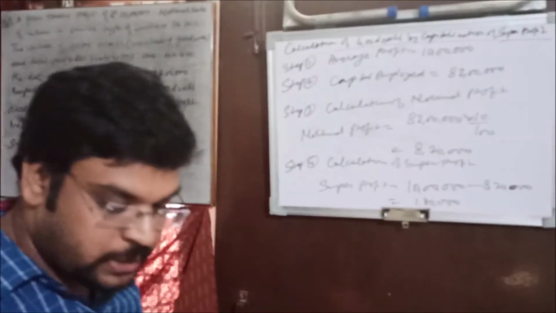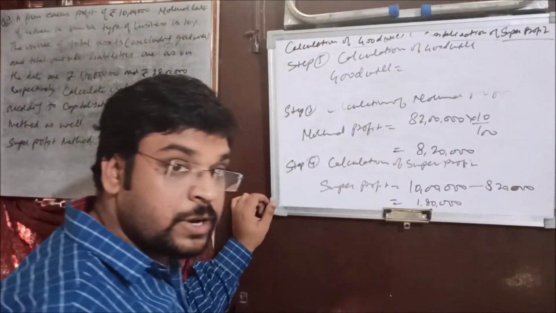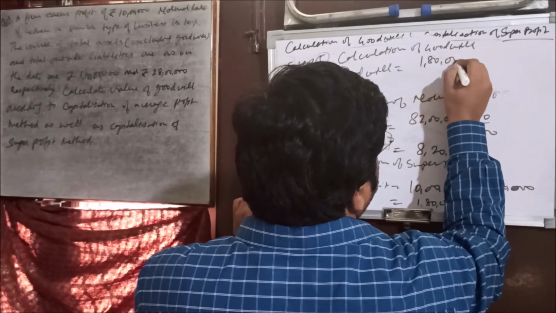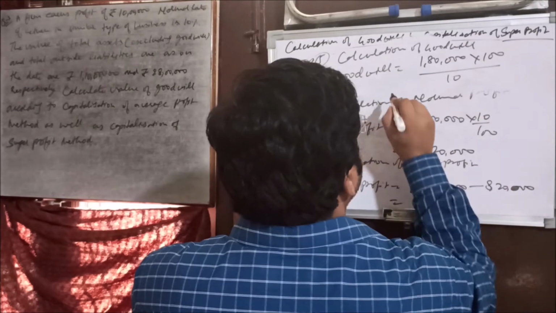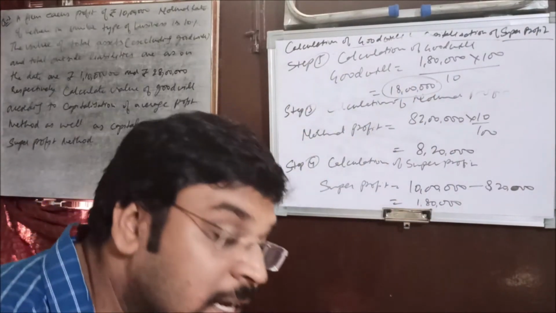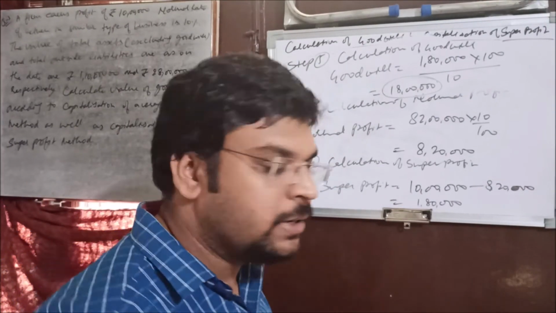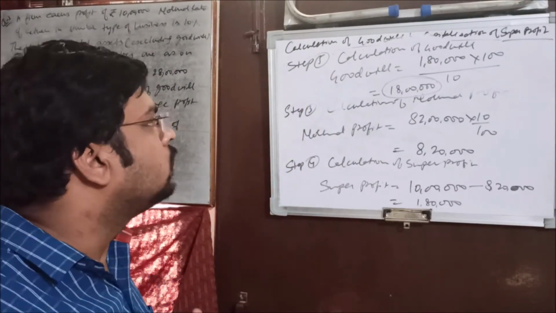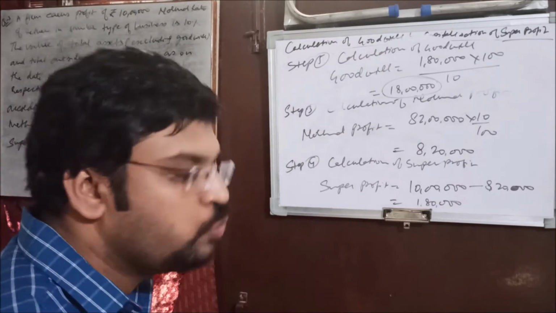Now the last step is the calculation of goodwill. I just mentioned it here: super profit multiplied by 100 divided by normal rate of return. So super profit is 1 lakh 80,000 multiplied by 100 divided by normal rate of return, that is 10%. So what does it come out to? 18 lakh. In these two methods, you will always get the same answer unless there is a difference in capital employed and net assets, right? So this is the way to attempt the question on the calculation of goodwill by the capitalization of super profit method.